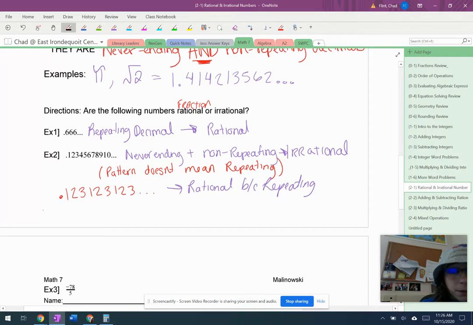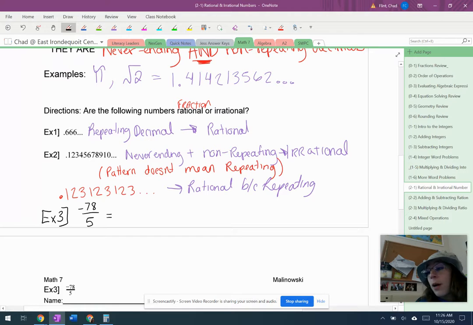And that last example, I'm just going to rewrite it up here so we're not looking at its second page. Example 3 said -78 divided by 5. Now, you might be immediately grabbing a calculator and looking at what is -78 divided by 5, which, if you were wondering, is -15.6. However, keep in mind, this example wasn't asking me to simplify. It was just asking me if this was a rational or an irrational number.